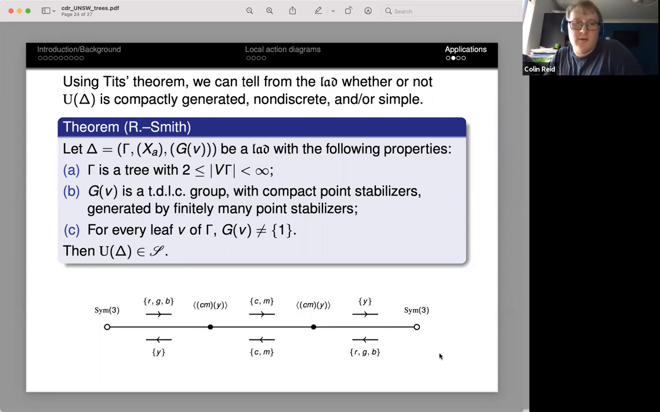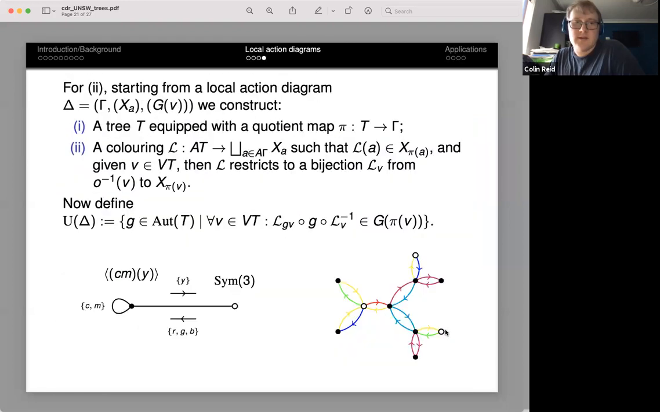And here's an example of a group in S, which I don't think is in the literature. So you can check this satisfies all these properties. Now, what have I done here? Well, if we go back to this picture, this local action diagram does not describe a group in S because it's not a tree. So what I've done is I've unfolded it by taking the universal cover of this graph, I guess.